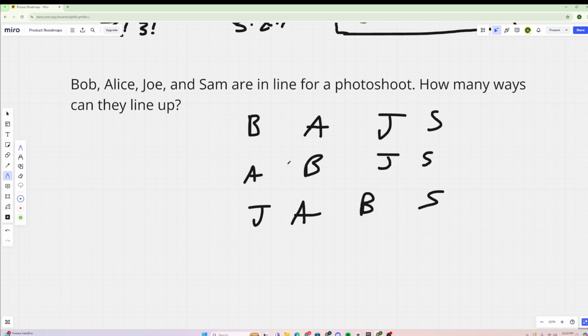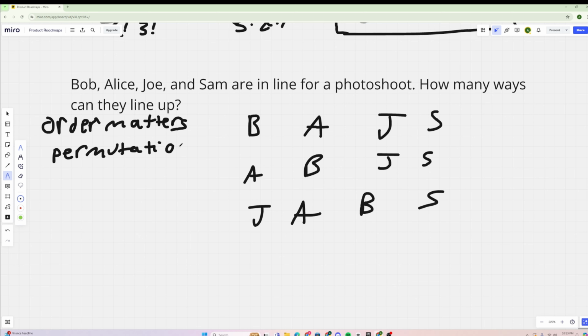Because each person could swap and it'd be a different photo, right? So Alice could be in the middle, or Joe could be in the middle, or Sam could be in the middle. They're all different photos. So order matters, which means it's a permutation.